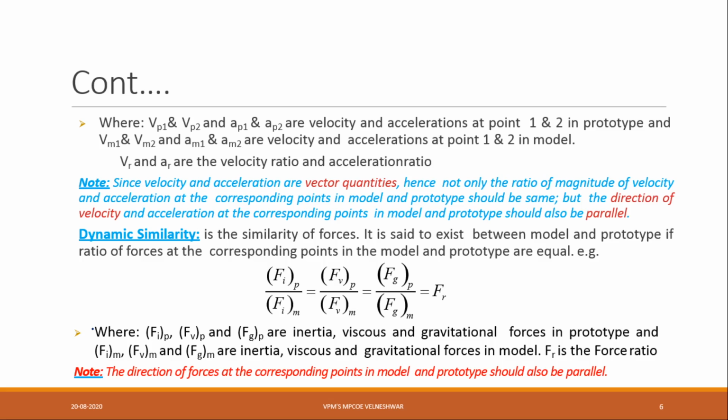Both points we have to take, and we have to find the ratios, whether it is acceleration ratio or velocity ratio. Since velocity and acceleration are vector quantities, not only the ratio of magnitudes of velocity and acceleration at corresponding points in model and prototype should be the same. Here what it is saying is that velocity and acceleration ratios should be the same, because the forces should be the same.